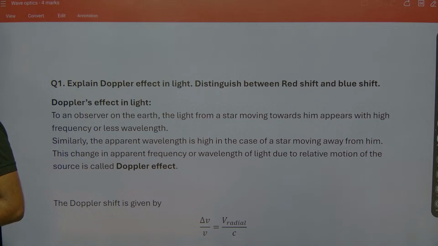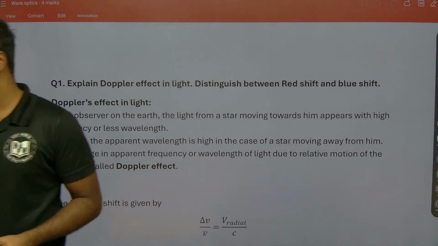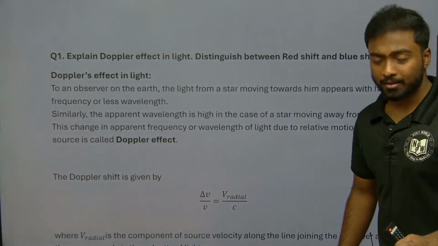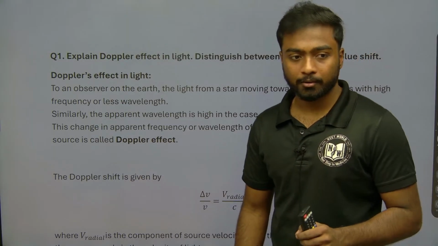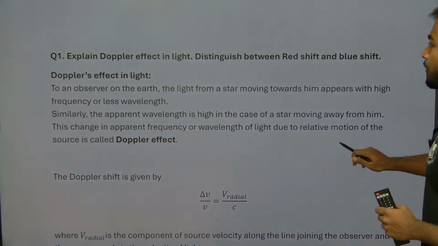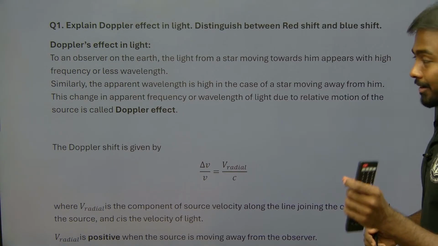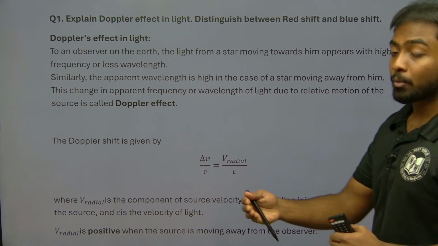Can we start the topic now? Okay, let's go into the topic. Today's topic is wave optics, from class 12, and we are discussing short answer questions. The first question we are going to see is: explain the Doppler effect in light. Distinguish between red shift and blue shift. What is the red shift and what is the blue shift?